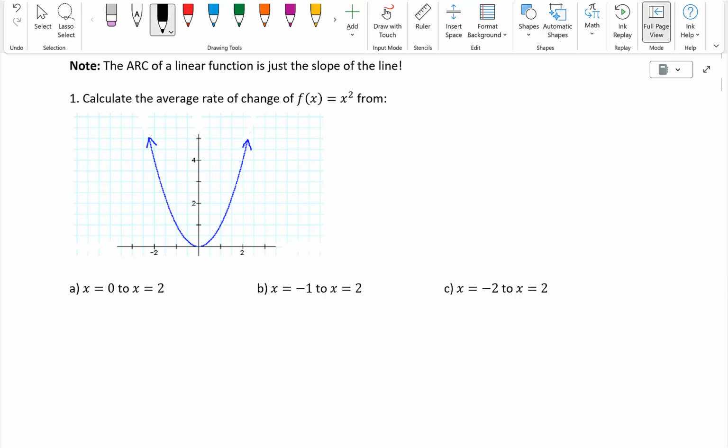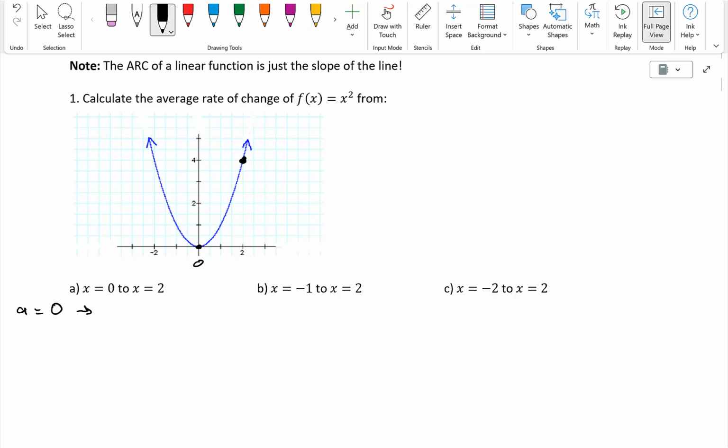Number 1, calculate the average rate of change of f(x) equals x squared from, for a, we're going to go from x equals 0 to x equals 2. So we can look at our points. There's 0, over here's 2. f(0) would just be 0. f(2) up here is 4, but we can write it down just to make sure we know what our a's and b's are.